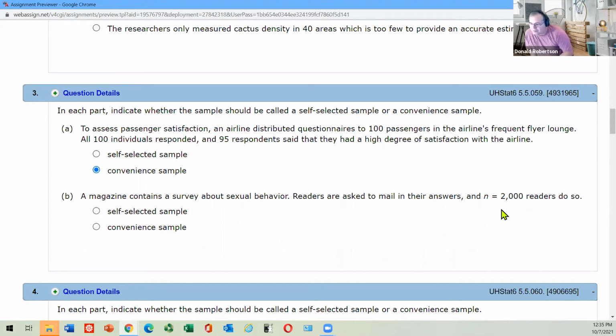A convenience sample is one where we did it because it's easy. Isn't it easy just to go out? Do you know why they probably went to that particular place? Aren't you likely to get people who like the airline because they're in the frequent flyer lounge? Doesn't that mean that they use that airline a lot? If you had a lounge, which doesn't exist, called the infrequent flyer lounge, where people who don't use that airline a lot go, wouldn't you get a different answer?